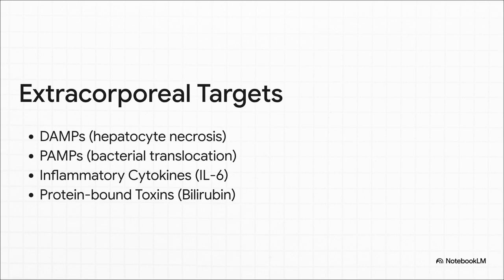In both scenarios, we're pulling out inflammatory cytokines like IL-6 that are driving the vasodilation and endothelial dysfunction, right? Alongside protein-bound toxins like bilirubin. Reversing that specific molecular chaos, that's the whole game.